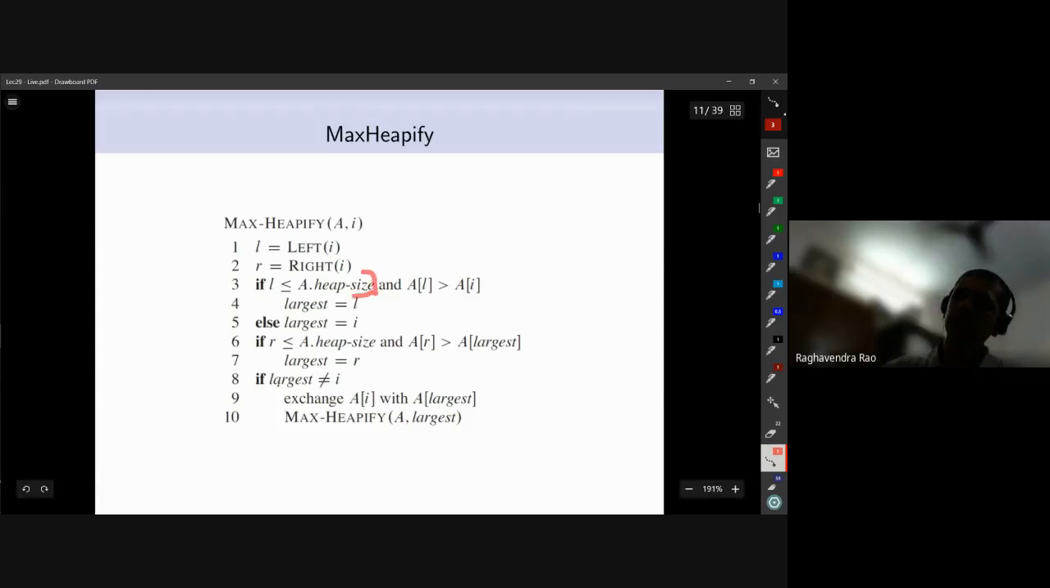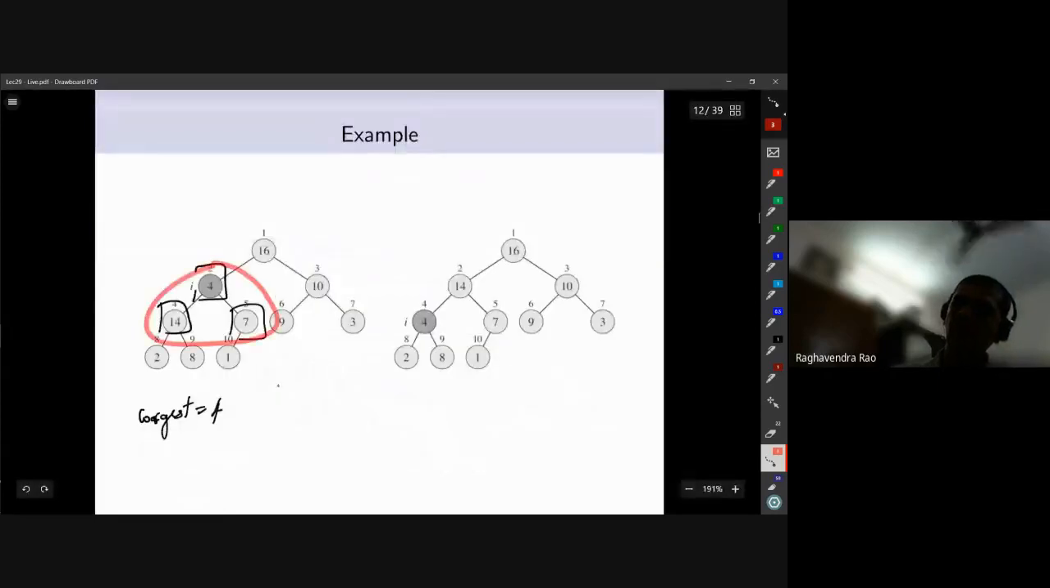Now these conditions are to ensure that L and R are valid. In case I is a leaf, or in case L is more than the heap size, that means I is a leaf. If L is more than the heap size, then R is also going to be more than the heap size. Or it could be that I has only a left child and does not have a right child. In that case, R could be more than the heap size. So these are basically conditions to ensure that you are not going beyond the array boundary. Otherwise, you are looking at these 3 values, computing the index which holds the maximum value. In this case it happens to be index 4, the maximum value being 14. You just swap these 2 values and recursively take this index as I and run the algorithm recursively.